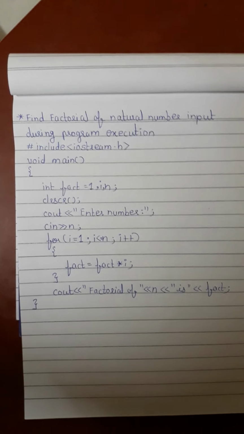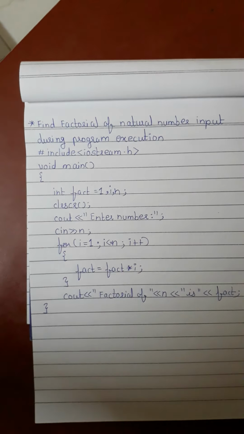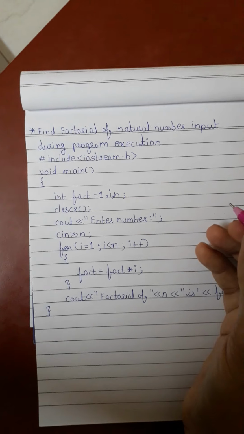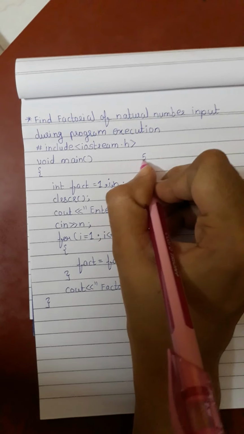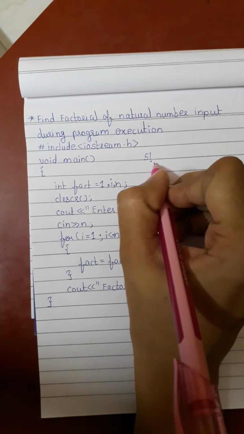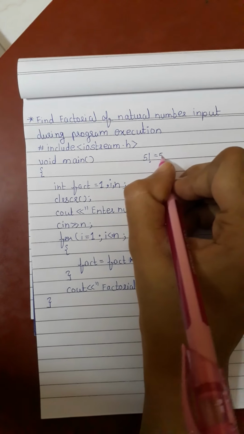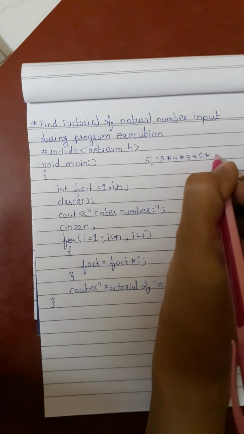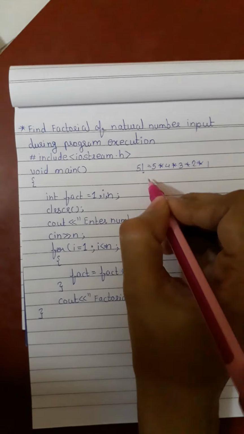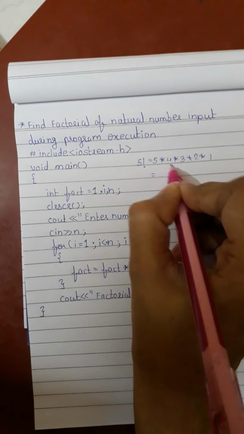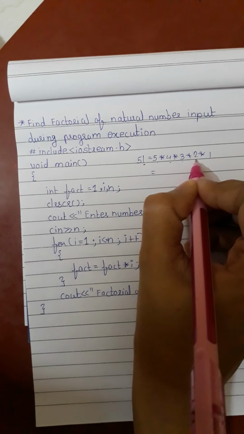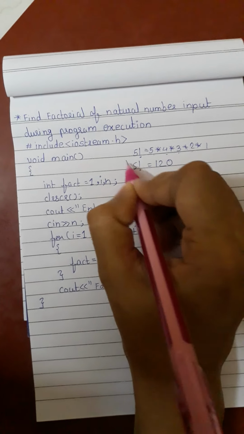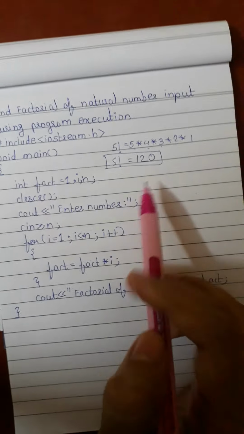Now the next question, which is again commonly asked during the exam, is the factorial of a natural number input during the program execution. We just want to find out the factorial. As in mathematics, we all know, if I want to calculate the factorial, we write 5 factorial, and it is calculated as 5 into 4 into 3 into 2 into 1, right? So the final answer is 5 into 4, 20, 20 into 3, 60, 60 into 2, 120, and 120 into 1 is 120 only. So factorial of 5 is 120.